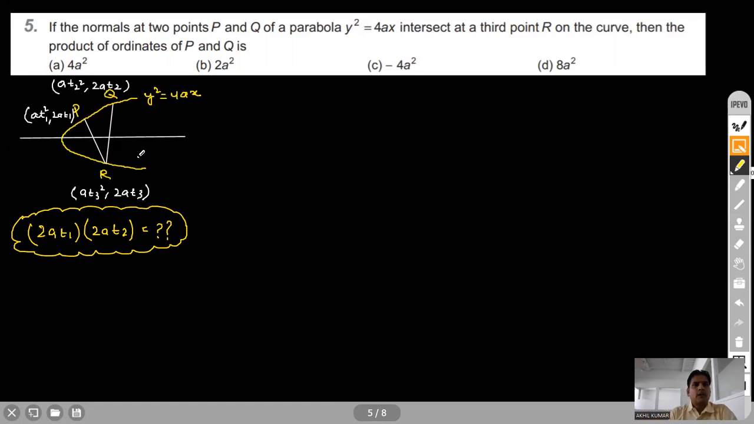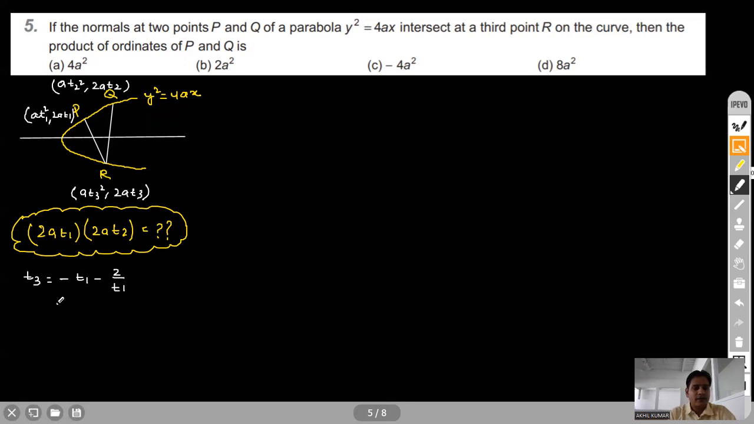Now, let me talk about this. This PR is a normal at P. So basically this t3, we can write it as, we have discussed the same concept in, I think, question number 2, so let me repeat it. We can write this t3 as minus t1, and minus 2 upon t1, right?